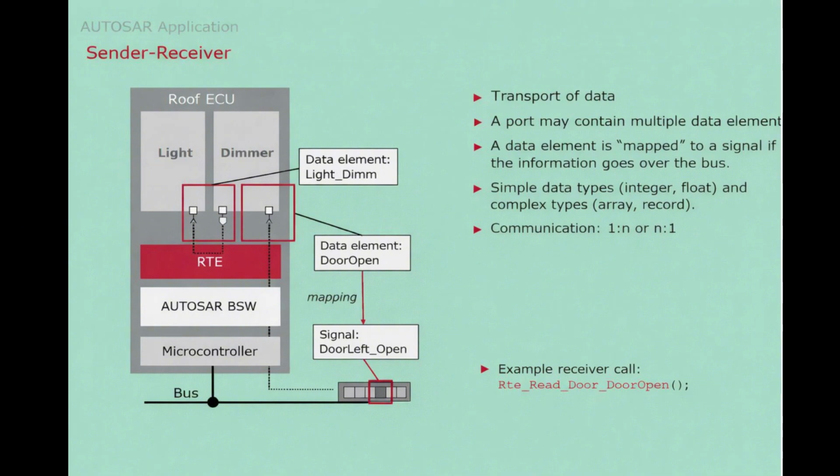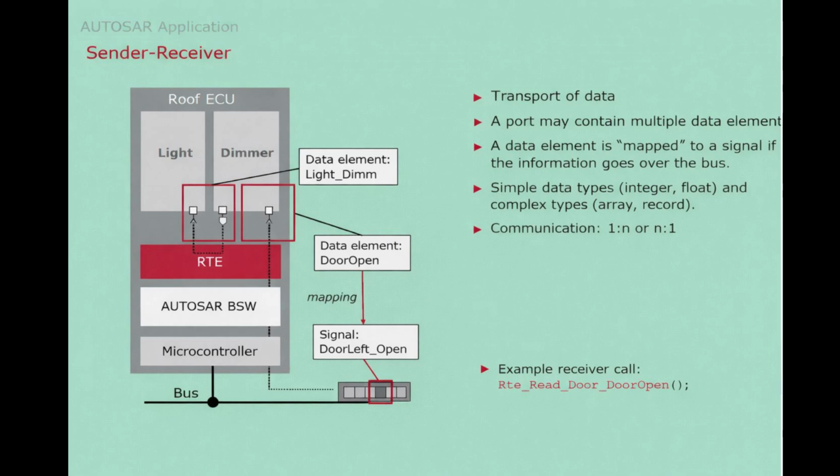Well, pretty much anything. You can exchange simple data types, integer, float, and so on, but you can also exchange more complex things like, for example, large arrays or records. Records, basically C structures. And these things can be provided between different software components.